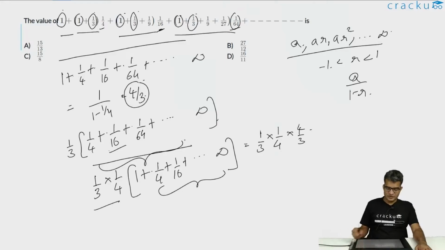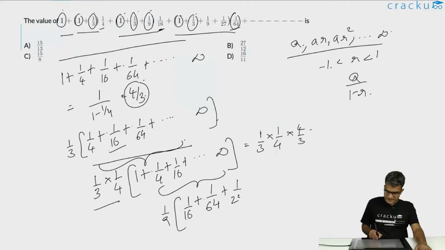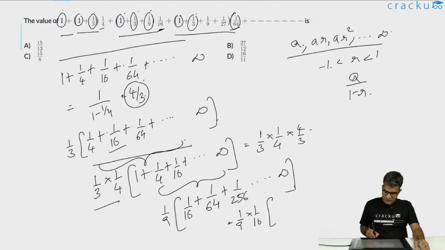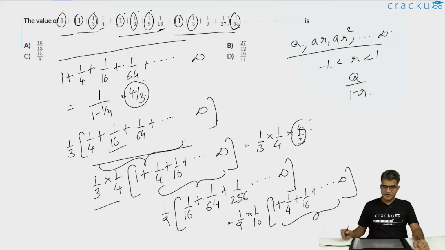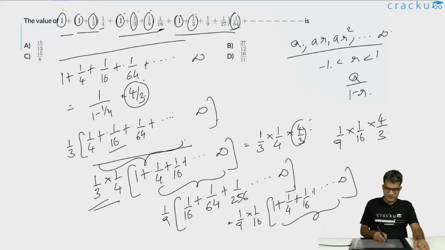Similarly, if you are looking at the contribution of 1 by 9, that will be 1 by 9 into 1 by 16 plus 1 by 64 plus 1 by 256 and so on till infinity. Now you know exactly what we are going to do. We'll take 1 by 16 common. So this will be equal to 1 by 9 into 1 by 16 into again 1 plus 1 by 4 plus 1 by 16 plus dot dot dot till infinity. This we know again is equal to 4 by 3. So the contribution of 1 by 9 will be 1 by 9 into 1 by 16 into 4 by 3. So the contribution of 1 is 4 by 3.